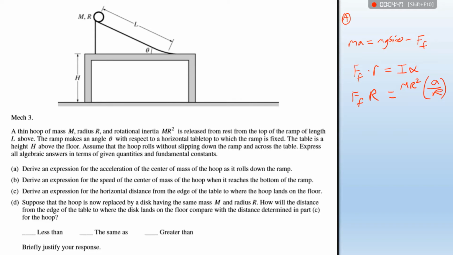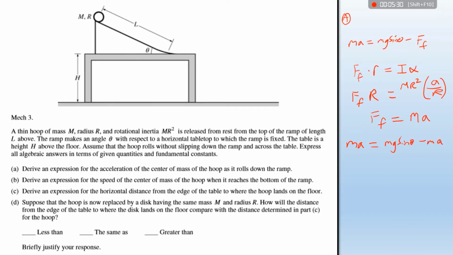Okay, so let's use this one, and we'll solve for force of friction, and then maybe we can substitute into the other one and figure out what's going on with our acceleration. So what happens if I solve this one for force of friction? R cancels out, so the force of friction is just ma. So that means my net force ma is equal to mg sine theta minus ma.